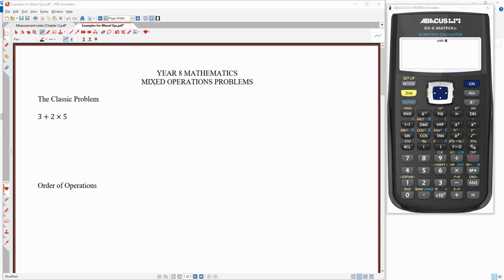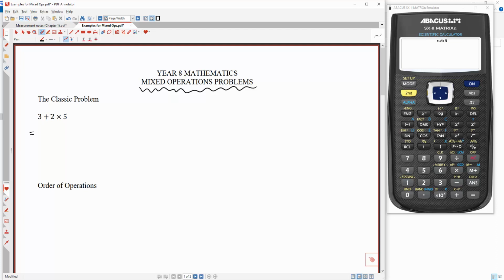So today, Year 8s, what we'll do is look at mixed operations problems. Basically, the way to think about this lesson is like kind of putting it all together. So here's the classic problem that you might have encountered in Year 7 or Year 6, whenever you encountered it. So we've got 3 plus 2 times 5.